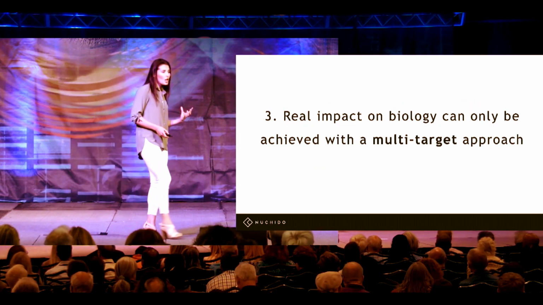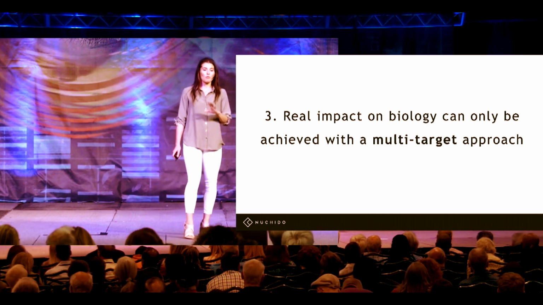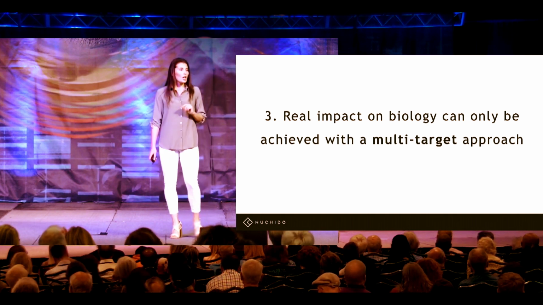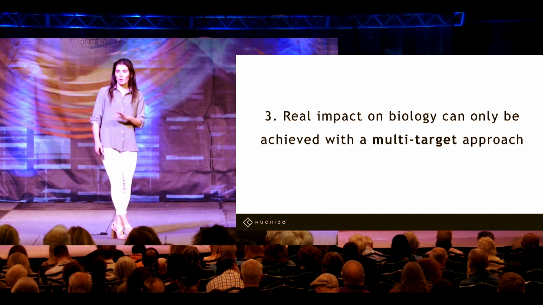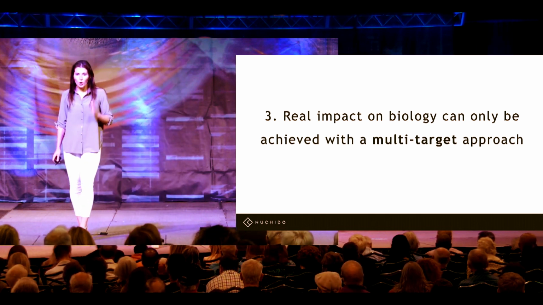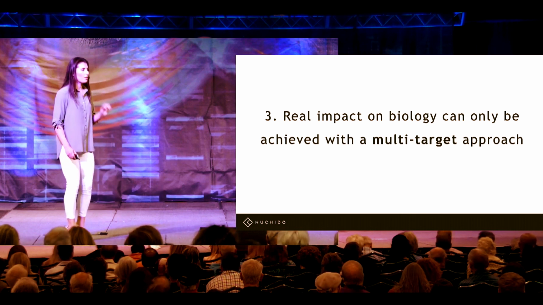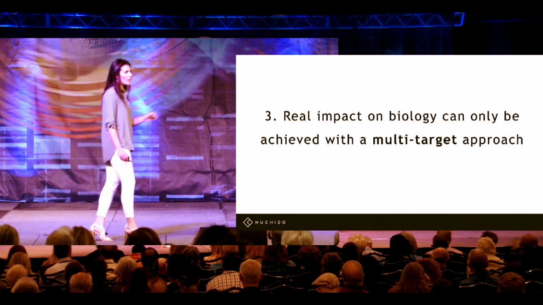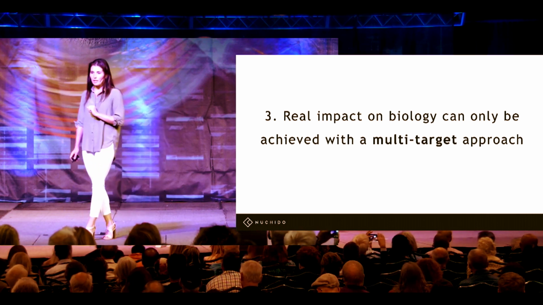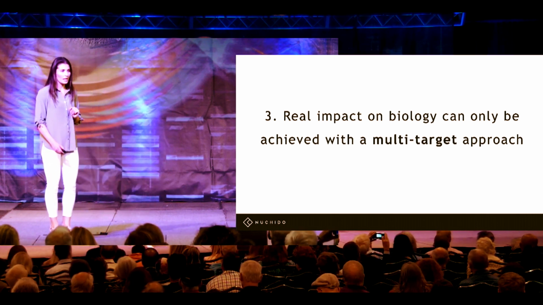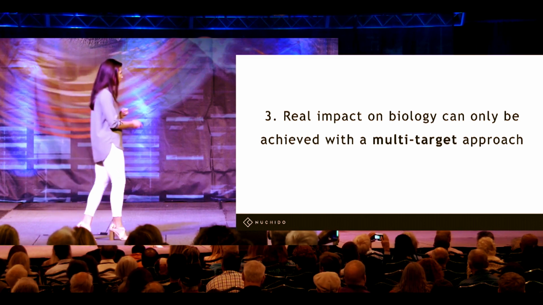Which leads to the third principle that I want you to remember, which is real impact on biology can only be achieved with a multi-targeted approach. If you want to have any impact, you've got to be doing more than one thing. You've got to be targeting more than one thing. You've got to be fixing more than one thing, because it's never one thing that is doing anything in biology, okay? That's really important to remember.